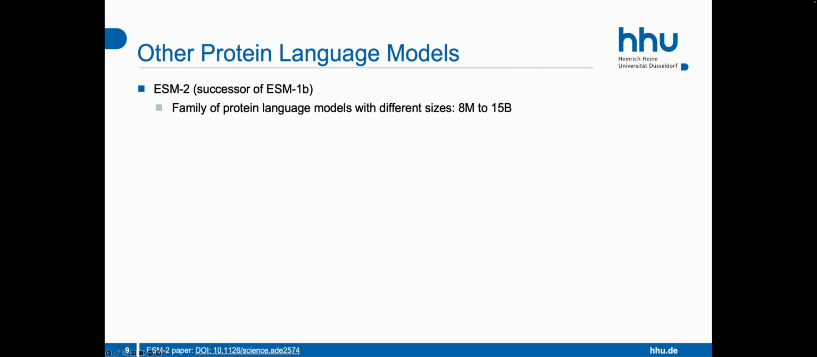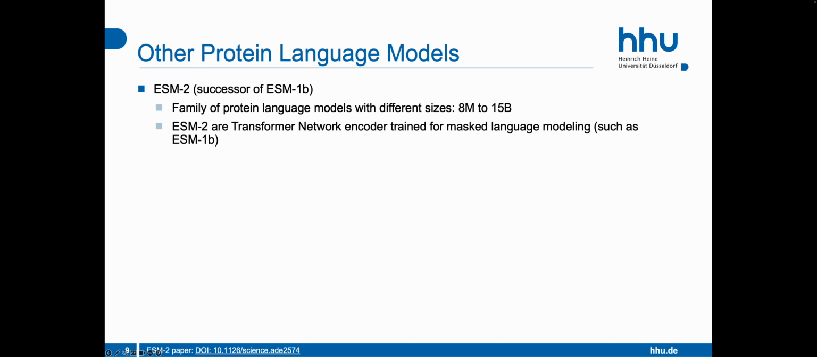So what is the difference? ESM2 is, as well as the ESM1B model, a transformer network encoder that was trained for the masked language modeling task. In the manuscript, the authors claim that the improvements in model performance result from the following points. The first one is improved training data. Instead of training the model on approximately 30 million different protein sequences, such as the ESM1B model, the model was trained on approximately 65 million unique sequences.